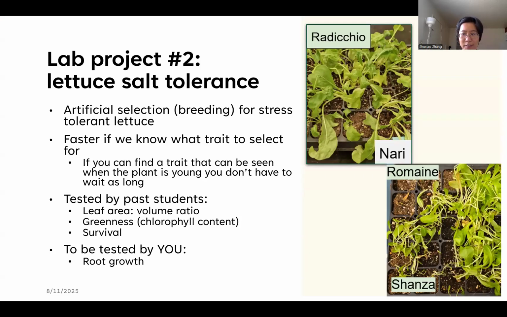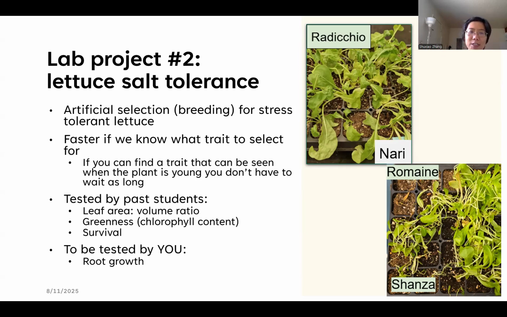Okay, so slightly more detail about lab project 2, which is the lettuce salt tolerance project, because lettuce and salad greens are one of the top commodity crops grown in California. And as you probably have heard, we have just a little bit of a drought problem in California, which means we have very dry soil and a lot of salt building up in the soil from all the irrigation we're doing to grow these crops.